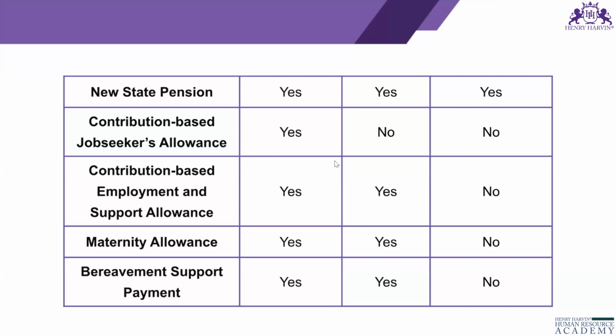Contribution-based Employment and Support Allowance is paid to both employees and self-employed people. You can say it is some kind of loan. Like in PF, if we face a medical condition or a marriage, there are special situations where we can withdraw some amount from the pension, PF, right? Similarly, they can give the justification and withdraw some amount for support allowance.